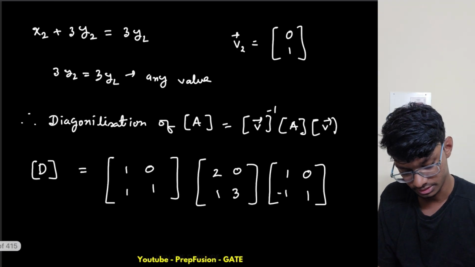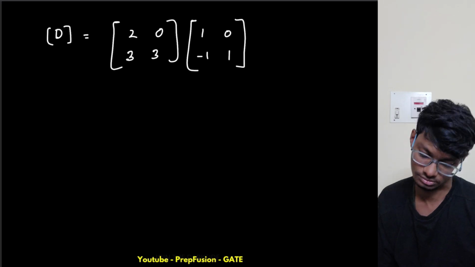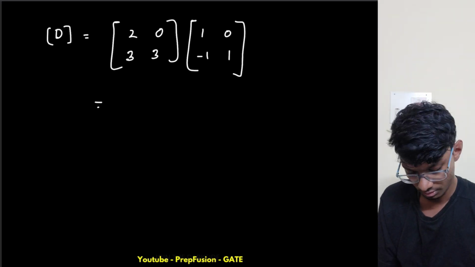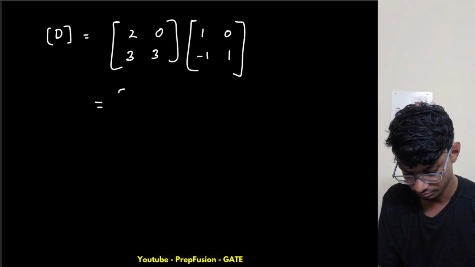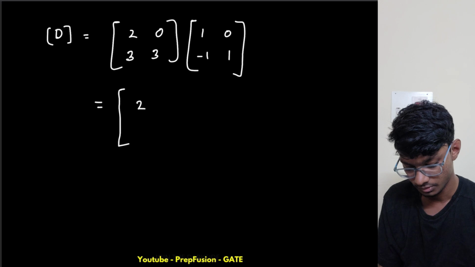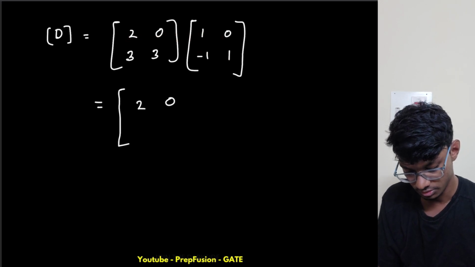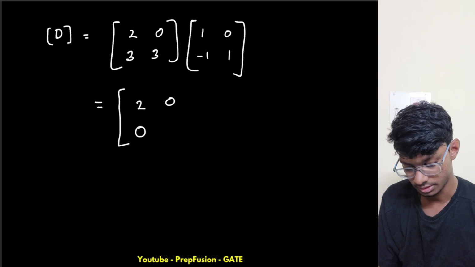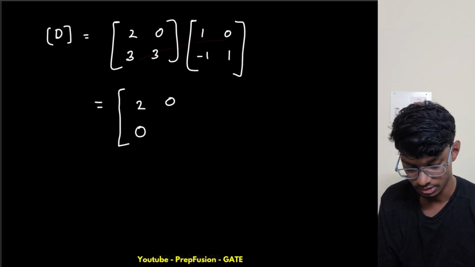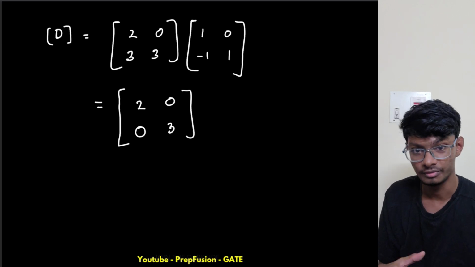Now this is still the same, 1 0 minus 1 1. Okay, now what do I get? This is 2 times 1 and 0, right? So this is 2 only, and this is 2 times 0 times 1, this is 0 only. Okay, now this is 3 times 1 and 3 times minus 1, so this is 0 only, right? And this is 3 times 0 times 3 times 1, so this is 3 only. So yeah, we got our diagonal matrix.